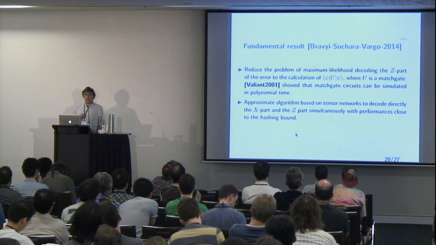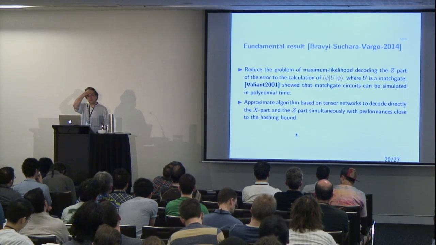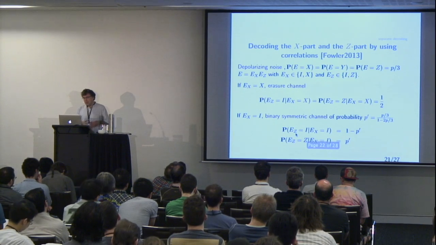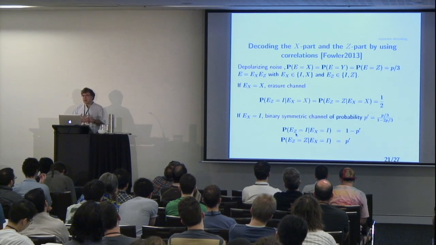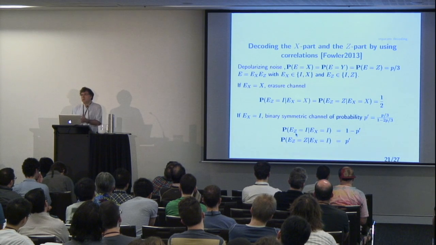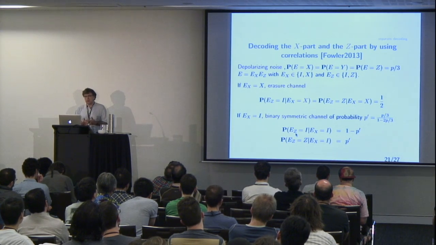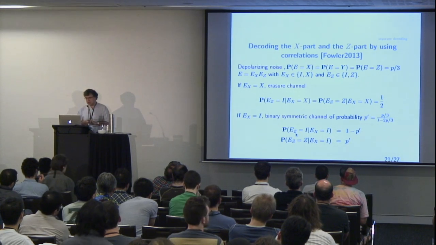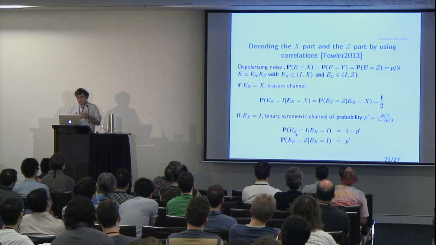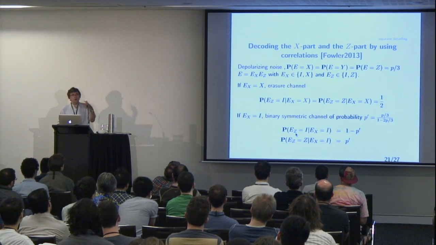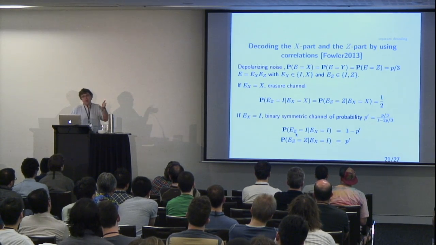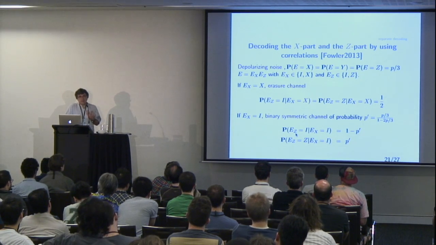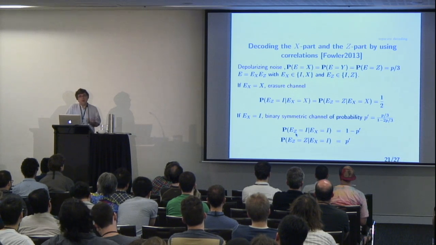Second thing, you might say, wait, can I actually decode them now together? Well, you can do it in an approximate way, and you can get almost to the hashing bound. So let's come back now to the depolarizing noise model, which is the following thing. You have no error with probability 1 minus p, X, Y, or Z error with probability p over 3, let's say. When you have something like this, I say that there is some correlation.